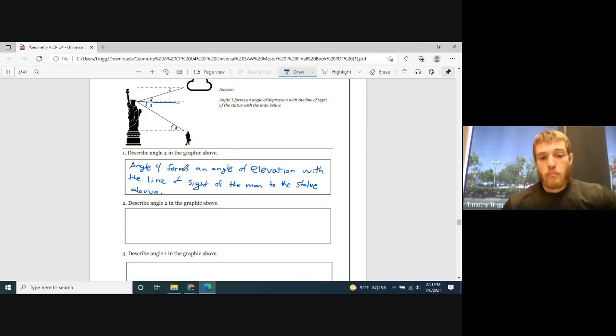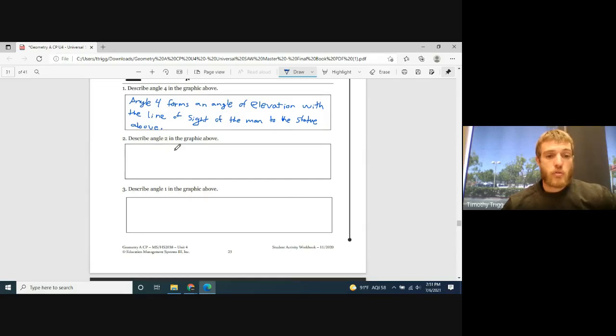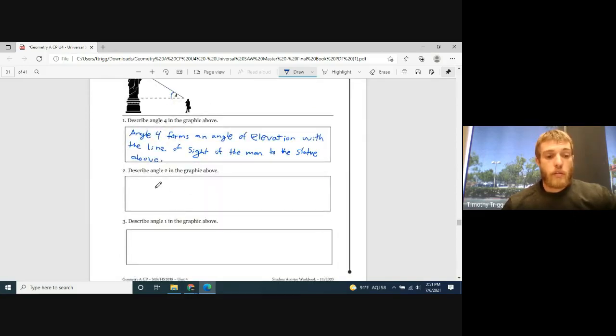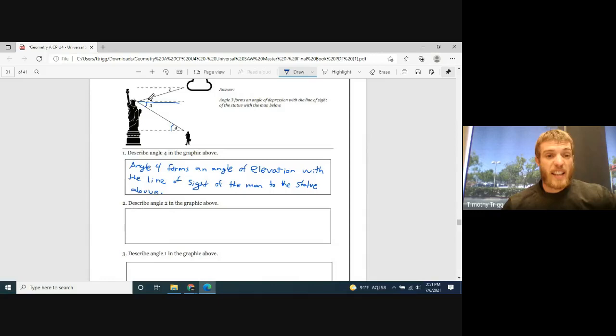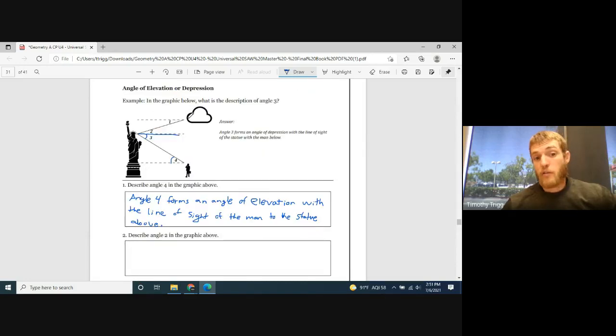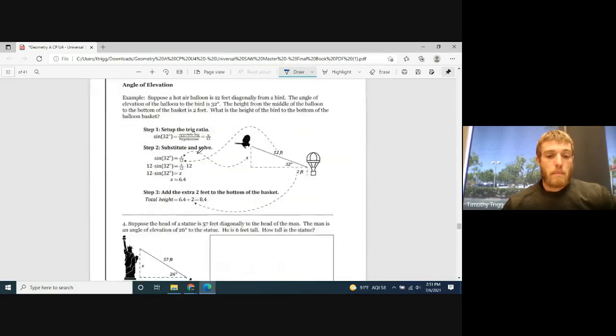So really, you're just stating whether it's an angle of elevation or an angle of depression, and you're saying whose line of sight it is and what they're looking at. Okay. See if you can do these two right here. So this one's describing angle 2 here, and this one's describing angle 1. I'll give you a hint. For angle 2 here, it's the line of sight of the statue. And for angle 1 here, it's the cloud's line of sight. Okay.